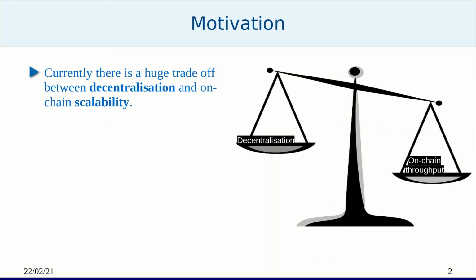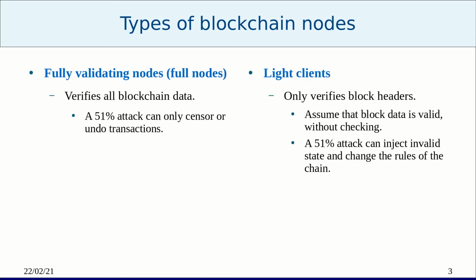Now, to understand the motivation for this work, we have to talk about a trade-off in blockchain systems, and that's the trade-off between how decentralized that blockchain system is and how scalable it is. To understand why this trade-off exists, we have to understand the two different types of nodes that can exist that validate blocks on the blockchain.